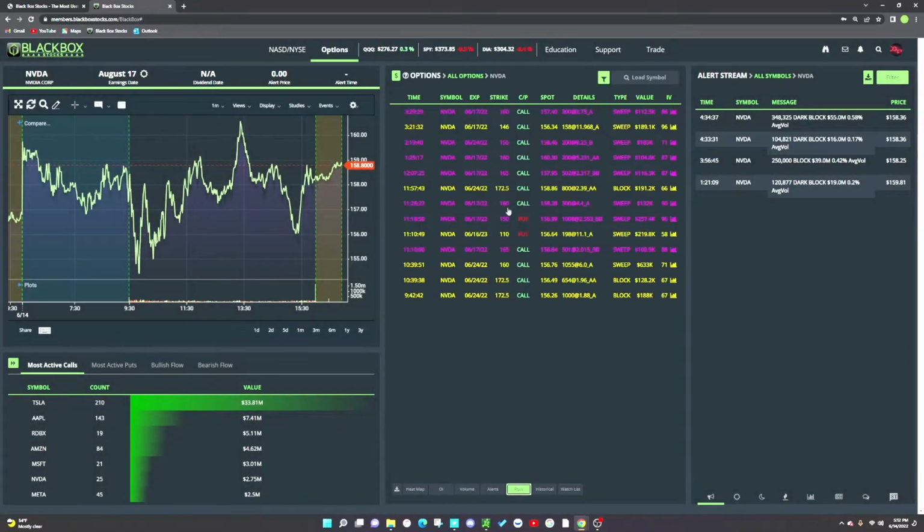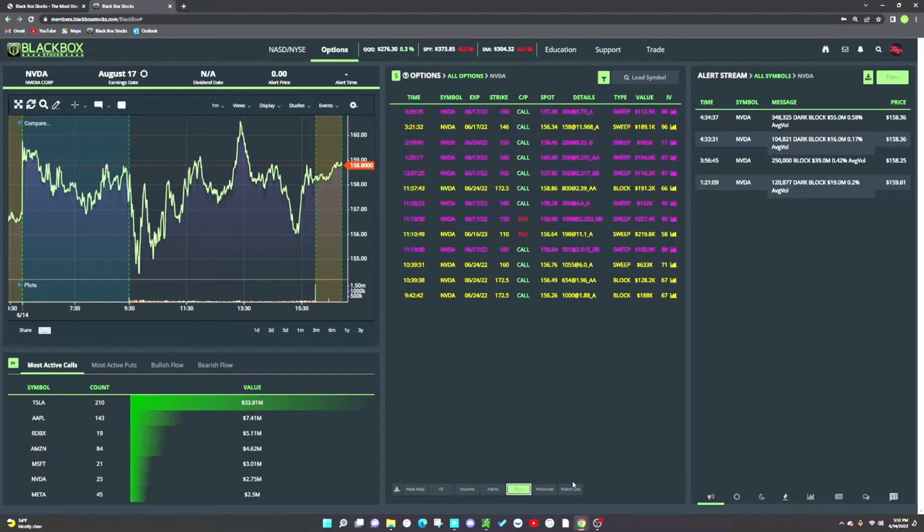Okay. And then I'm going to check out what else is going on with the other strikes. So we have some ask side puts, bid side puts, and some more calls into this 172.5. So I kind of like this, right?